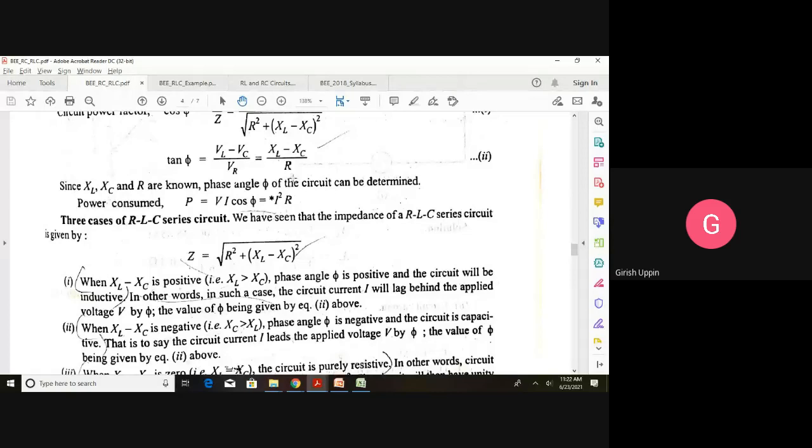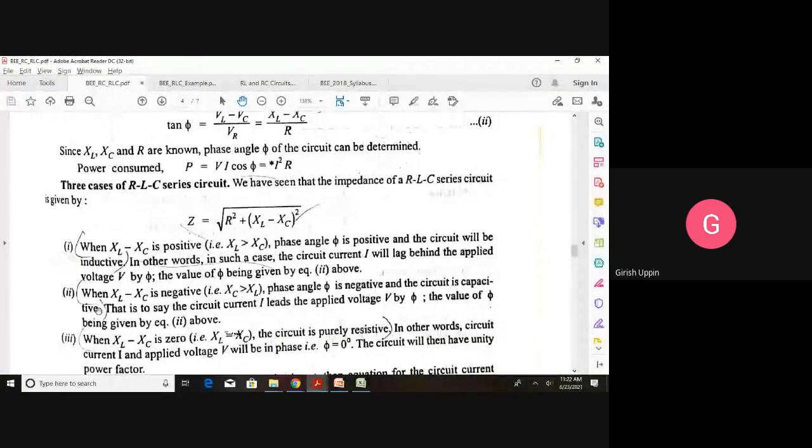And the second scenario is what? XL minus XC is negative. What does XL minus XC negative mean? It means XC is greater than XL, or you can say XL is lesser than XC. The circuit will be more capacitive, right? Because XC is more, the circuit will behave more capacitive, or you can think of the circuit as an RC circuit.